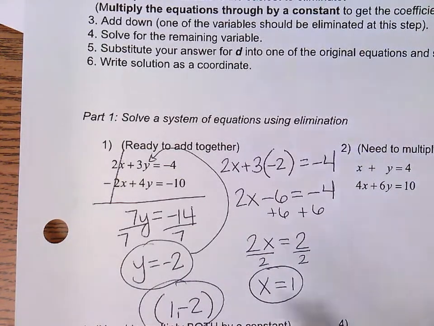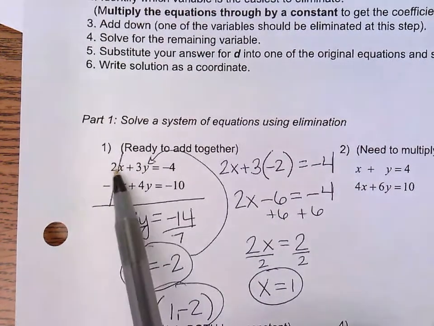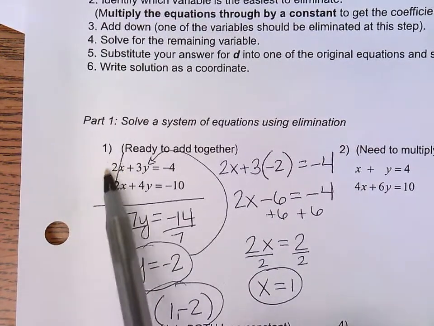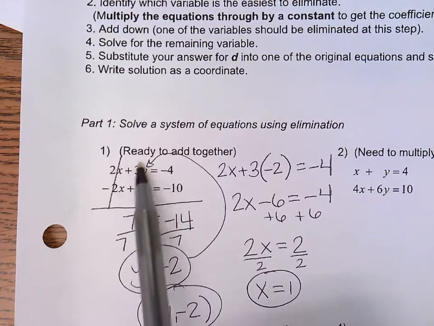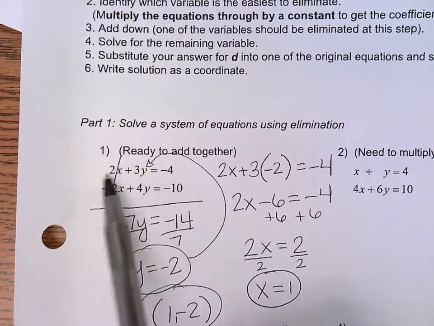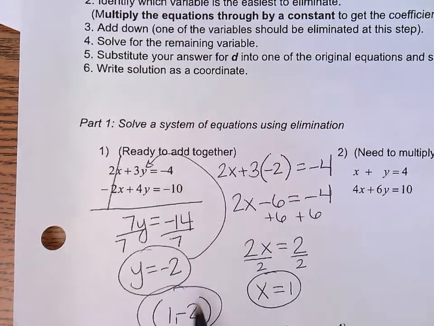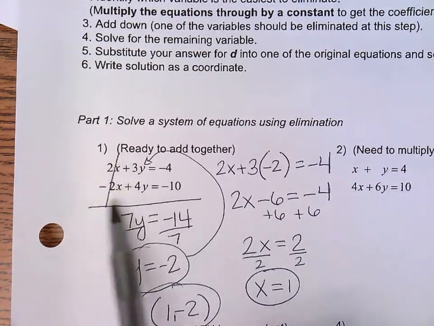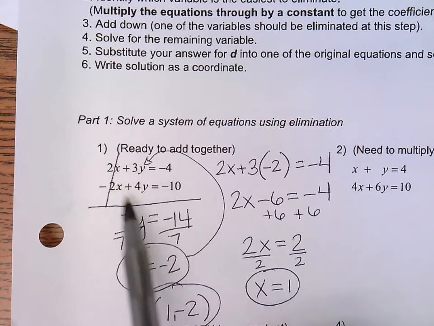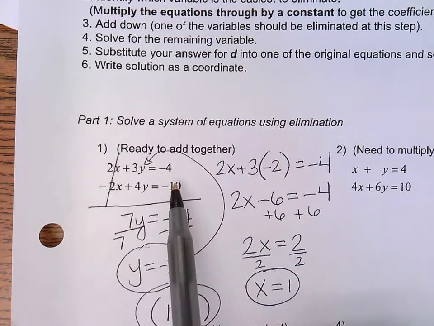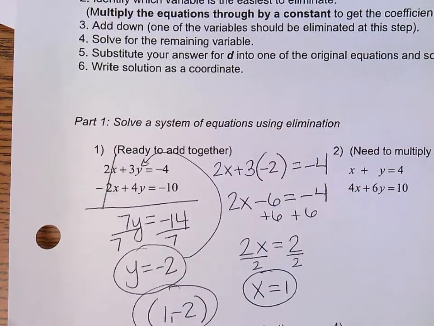If I plug them back in, I should get true statements. So if I plug in 1, 2 times 1 is 2, 3 times negative 2 is negative 6, and 2 minus 6 is negative 4. If I plug the coordinate into the other equation, I get negative 2 plus negative 8, which does equal negative 10. So always check that your solution works.